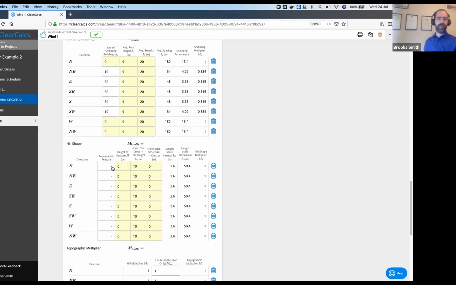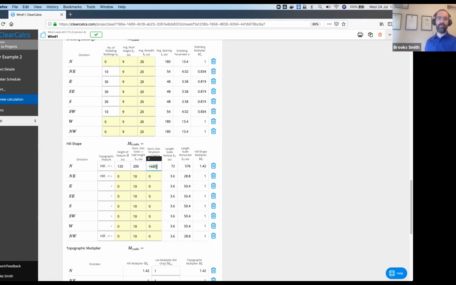Now, topographic features actually have an effect on what the shielding multiplier is here. So you'll see actually some of these values change based on what we put in here a bit. So topographic feature to the north, northeast, northwest, we have a bit of Mount Louisa. So to the north, we have about 120 meters in height there. The peak of Mount Louisa is 185 meters. That's more the northeast. For the horizontal distance from the crest to half the height, I'm going to say it's about 200 meters.